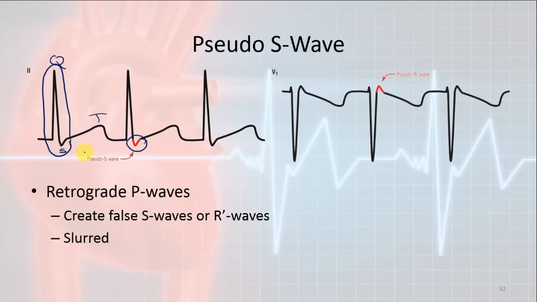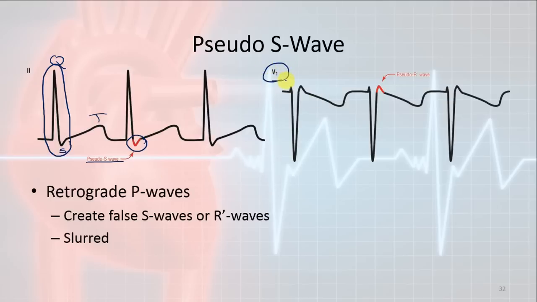The only way I would know if that is a retrograde P wave is if I convert the rhythm into a sinus rhythm, and that S wave goes away. Then I would know the S wave that I saw was a pseudo S wave because that was actually a retrograde P wave. Unless I convert the rhythm, I'm not going to be able to identify that.